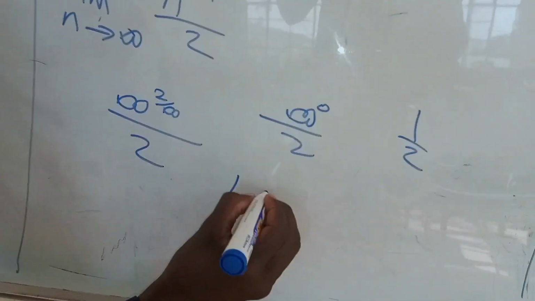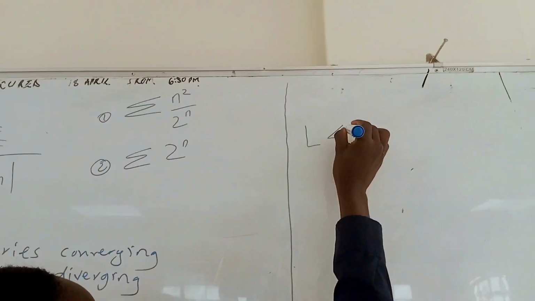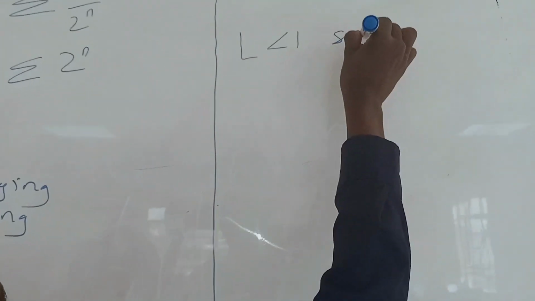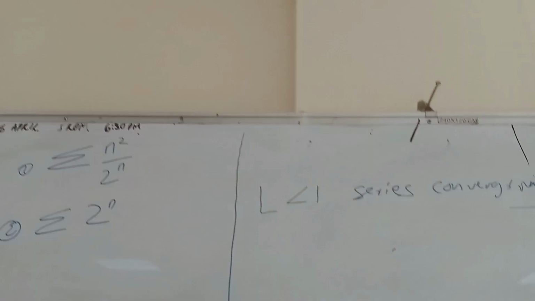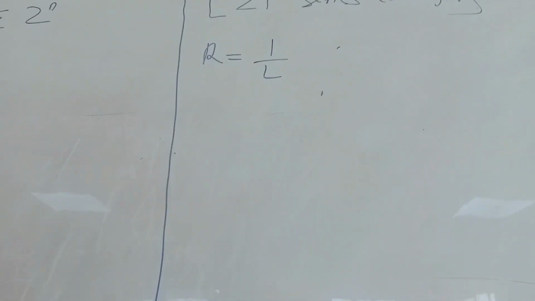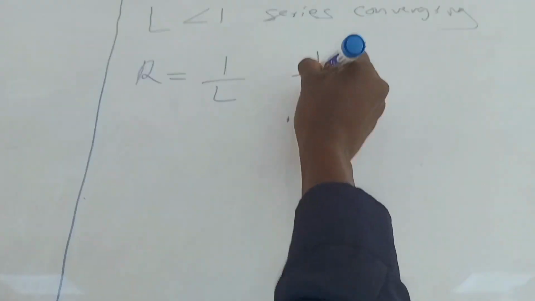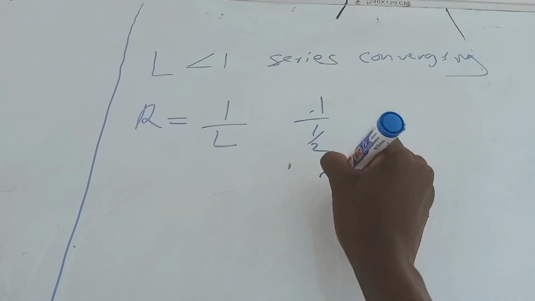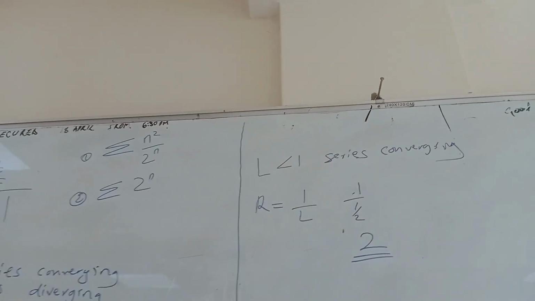And now the series is converging because you are getting the limit as half, and half is less than 1, because we said if the limit is less than 1, the series is said to be converging. And the radius you are getting is 1 over the limit, and the limit, remember, is half. So we get 1 divided by half, which is 2. So our radius for this series will be 2.